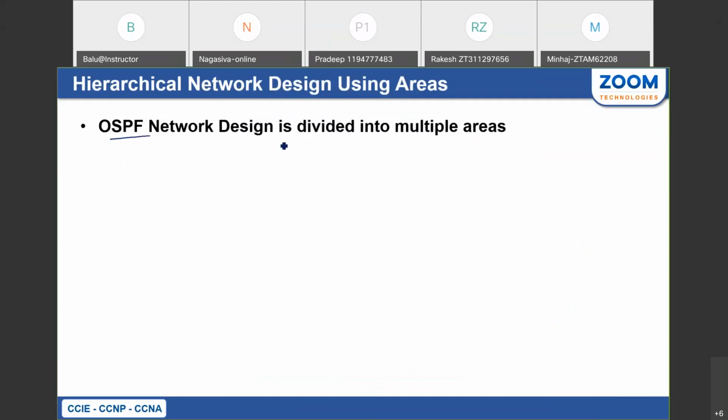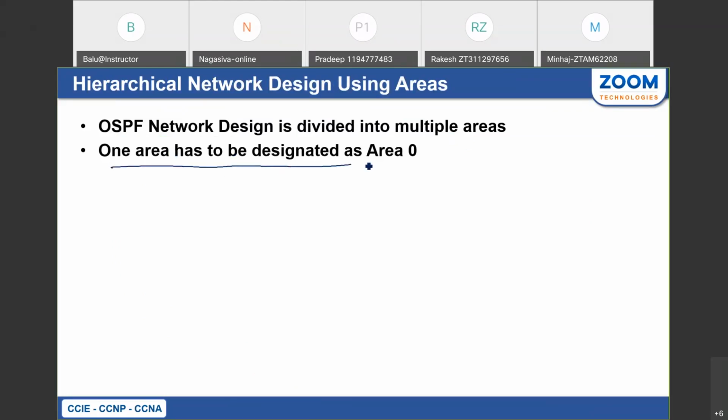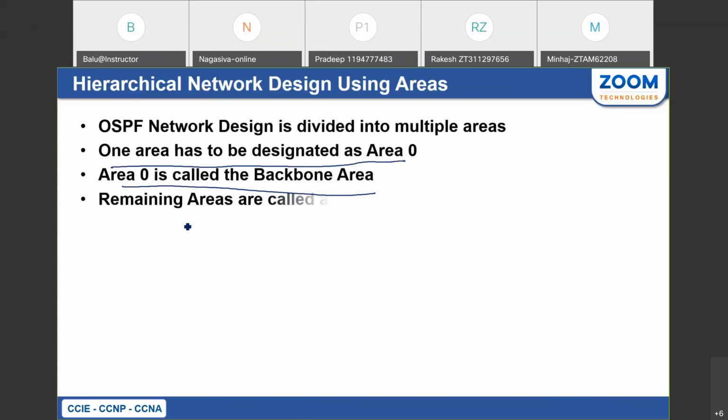OSPF network design is divided into multiple areas. One area has to be designated as what? Area 0. That area we call the backbone area. Remaining all areas are what? Non-backbone areas.